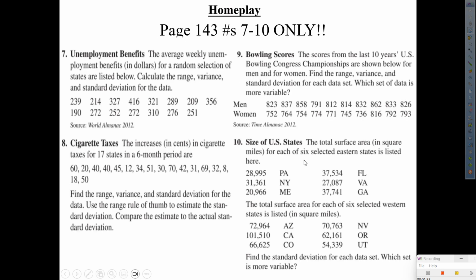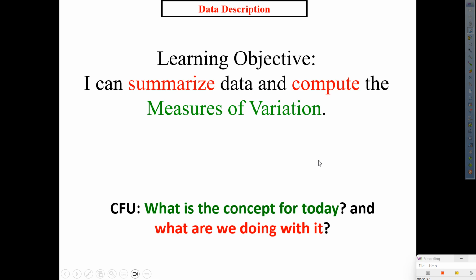Tonight's home play looks something like this. Let's go. And get a Cornell note ready, please. Give you guys some time to turn in your home play on Canvas and to get the Cornell note ready. All right, here we go.